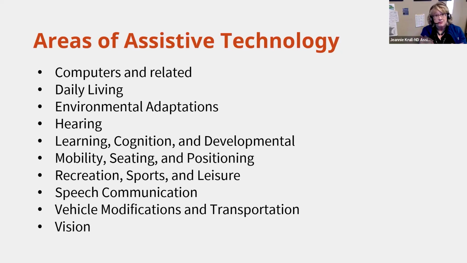Speech communication, that's my area of expertise back in the day anyways. For anybody who has difficulty speaking, it could be as simple as a little wireless voice amplifier for someone who's very soft-spoken, maybe due to Parkinson's, and still wants to be able to work and communicate with their colleagues. Or it could be a communication device like we talked about earlier with eye gaze. And then we've got vehicle modifications and transportation, and then things for vision, which could be a simple magnifier all the way to speech output on a computer, JAWS for a screen reader.